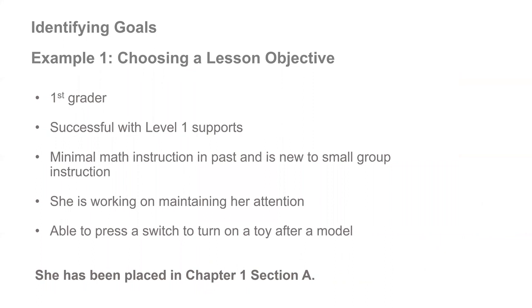Here is another example. This student has been placed in Chapter 1 and requires Level 1 support. She is a first grader who has had very little math instruction and has not been in a small group prior to this year. She struggles with maintaining her attention and is able to press a switch to turn on a toy after it has been modeled. Based on her assessment, she is placed in Chapter 1, Section A.